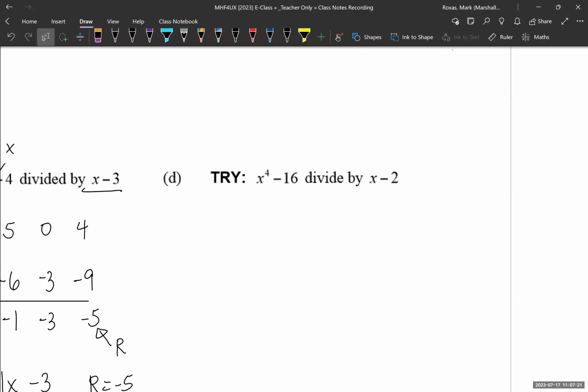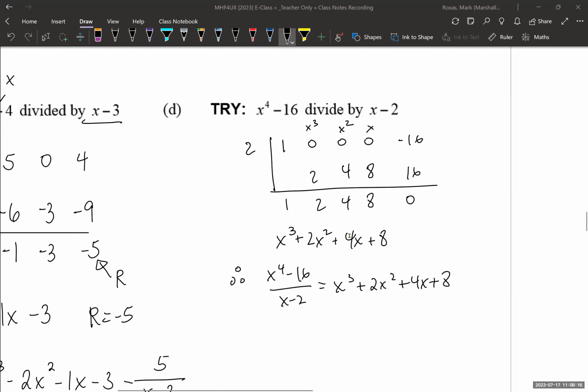Okay, so hopefully you had a chance to try it. I'm going to reveal the answer here. This one's a little bit trickier because x to the power 4 minus 16 has so many missing terms. So I have to put in a 0 for each of the cubic, quadratic, and the linear term. And then you carry out the synthetic division steps like I've shown you, and the resulting quotient should be x cubed, 2x squared, 4x, and 8, with a remainder of 0 if you did the steps correctly.